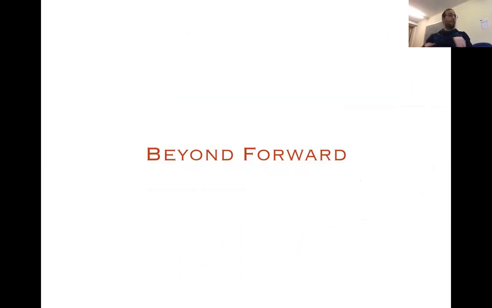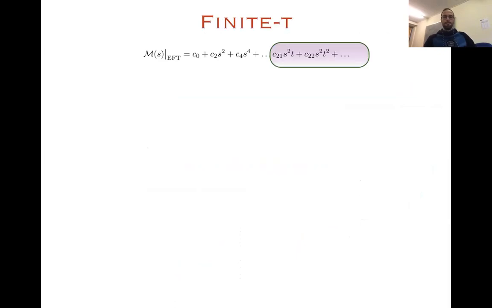Okay, so this brings me to the next point I wanted to discuss, which is basically going beyond the forward limit. So far, I've discussed only bounds at finite t, the Mandelstam variable t, and the forward limit. I now want to discuss the contribution from this type of operator, which will vanish when t goes to zero.